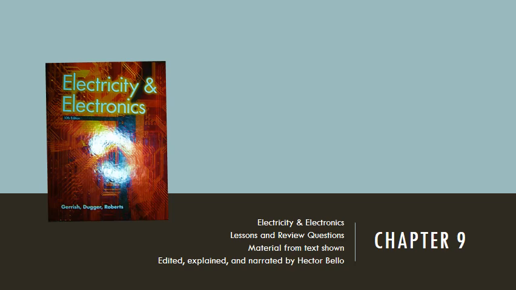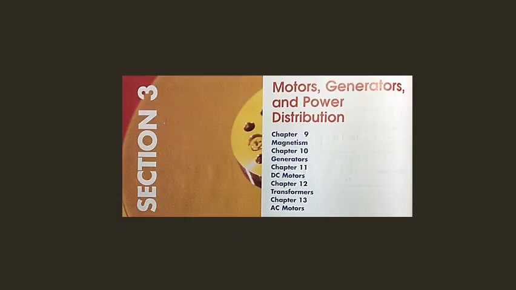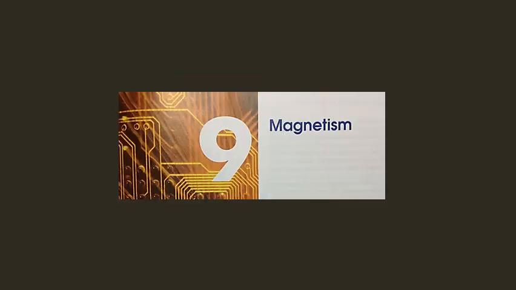Electricity and Electronics, Chapter 9. This is Section 3, Motors, Generators, and Power Distribution, which includes the chapters on your screen. Chapter 9, Magnetism.